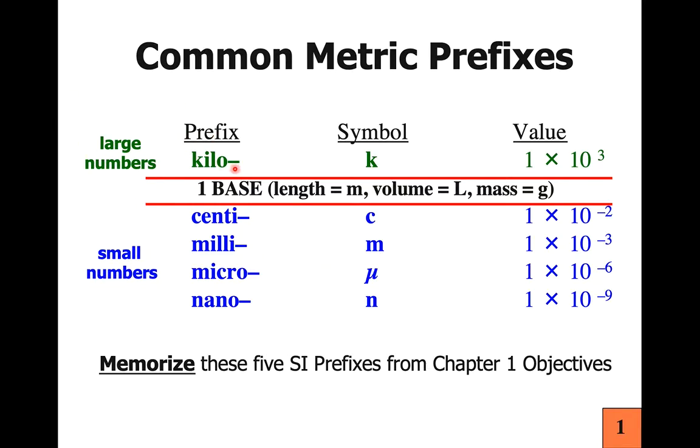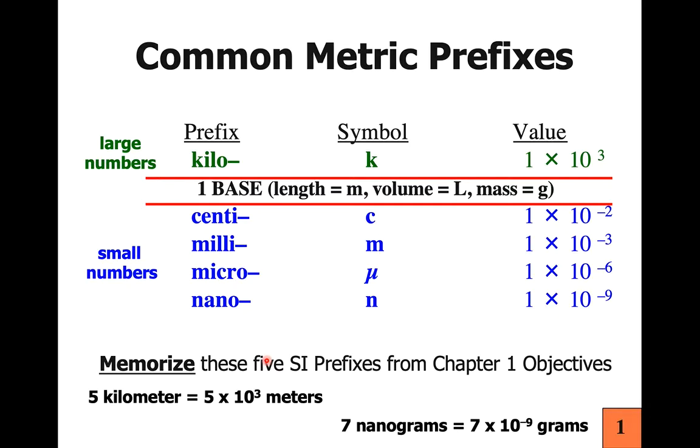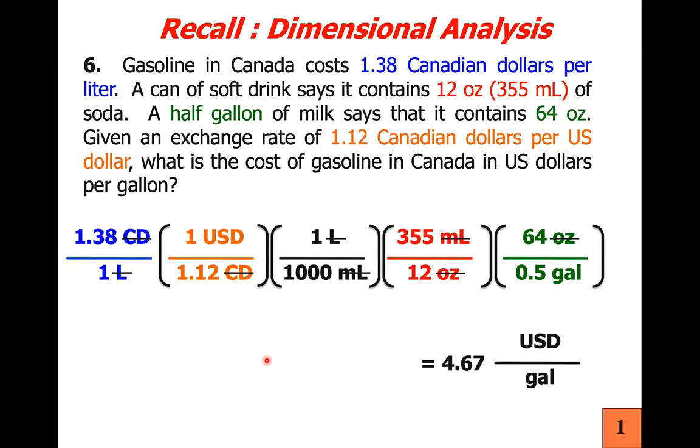The common prefix that we use for a large number is kilo, and then we have a whole range that we use for smaller numbers commonly: centi, milli, micro, and nano. And just be able to do those conversions.